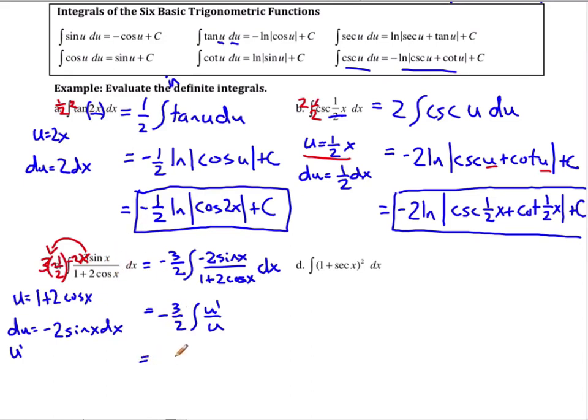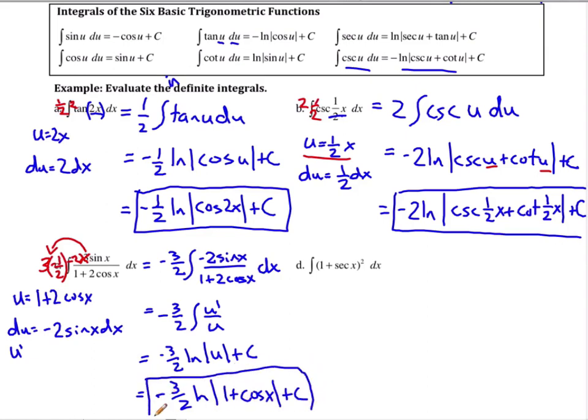So this is going to be negative 3/2 times the natural log of the absolute value of u plus c, and then we'll just substitute u back in. So we get negative 3/2 times the natural log of the absolute value of 1 plus 2 cosine x, plus c. Final answer. Okay, moving on to letter D.